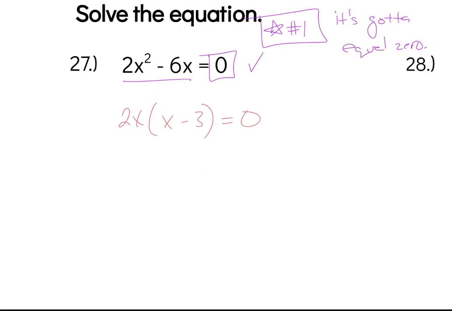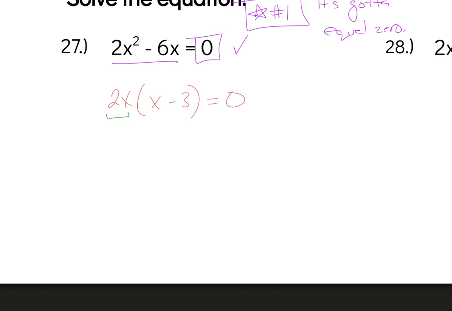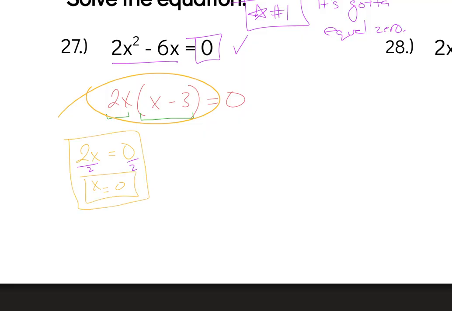And now what's going on is 2x is multiplying x minus 3, yeah? So if 2x were to equal 0, then this whole thing would equal 0. Well, guess what? If we divide by 2 on both sides, we get that x equals 0 is a solution to this. And that means that x equals 0 is a solution to the whole problem. And now the other part, x minus 3, if that equaled 0, and you add 3 to both sides, then 3 would be a solution.